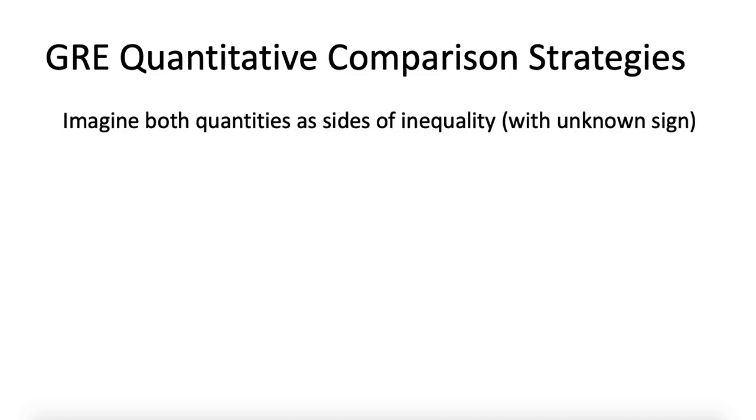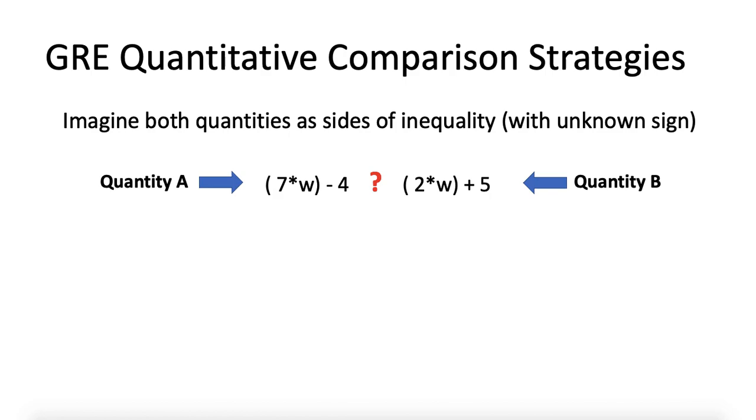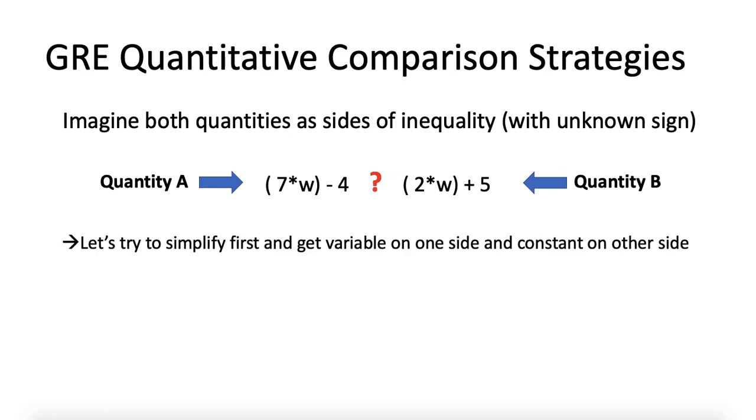Now first of all, I'm imagining both side quantities at the sides of inequality. So at left side I have quantity A, which is 7w minus 4, and on the right side I have quantity B, which is 2w plus 5, and in the middle I have a question mark. That means I don't know what exactly the sign in between is. Now the first thing is, remember, in all of these strategies you first need to simplify. So I will try to simplify this and get variable on one side and constant on the other side. How can I do that?